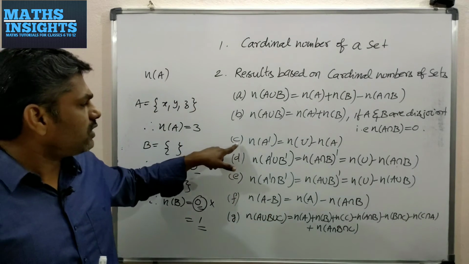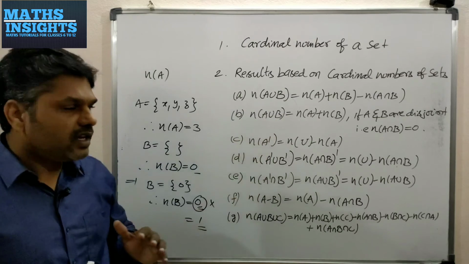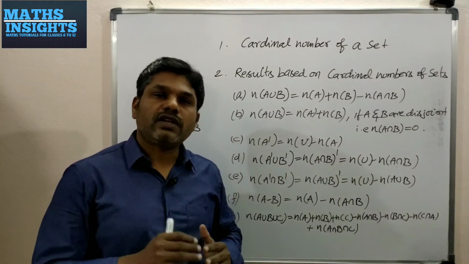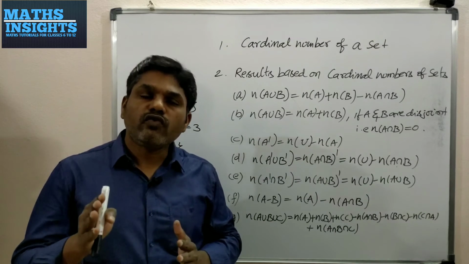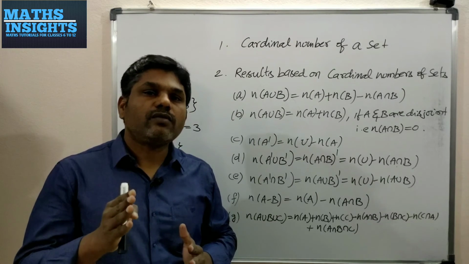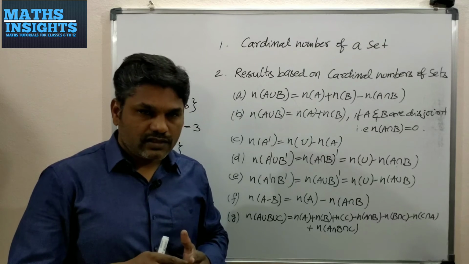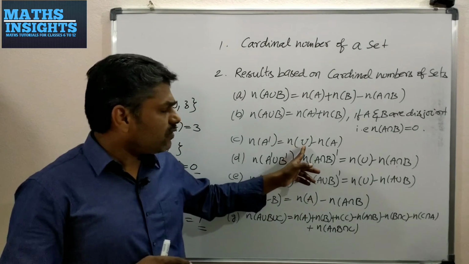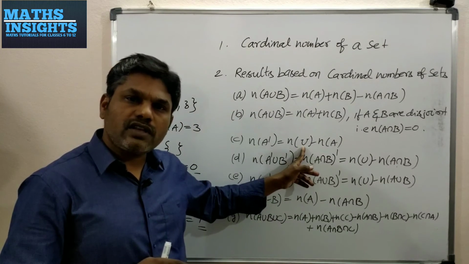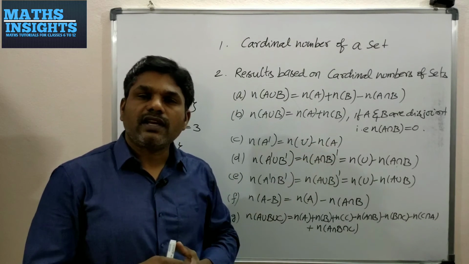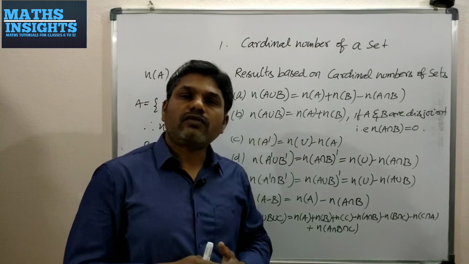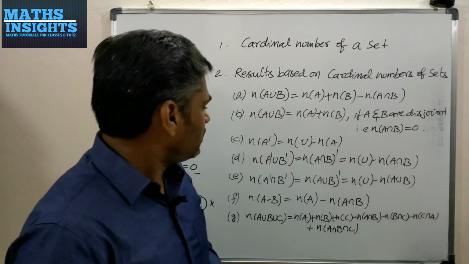Coming to the third one, n(A dash). A dash is the complement of set A. That means you are removing the set A from the universal set. So I am writing the number of elements in the universal set minus the number of elements in the set A. That will become the number of elements in A dash.